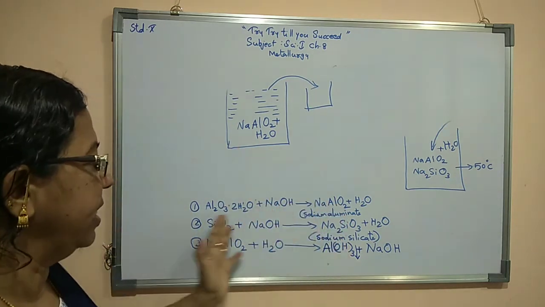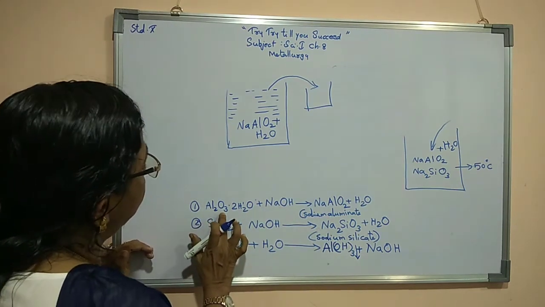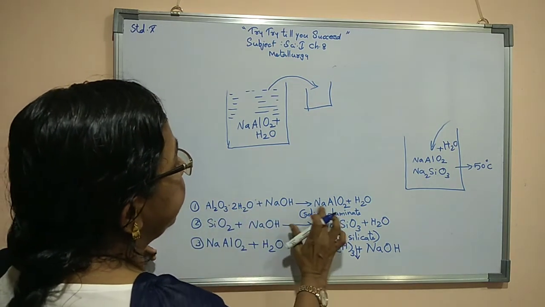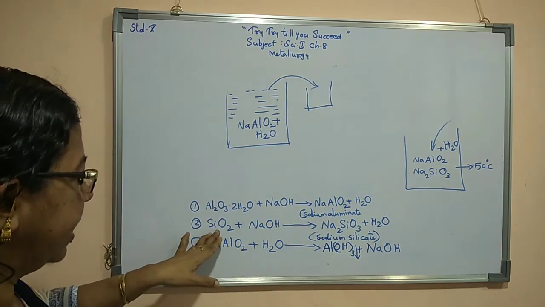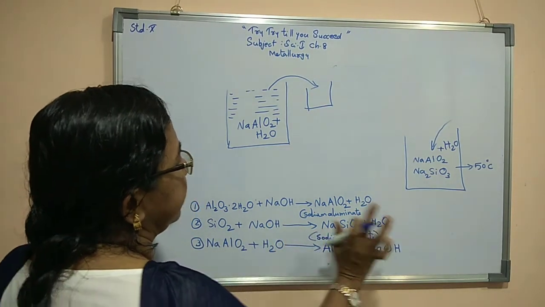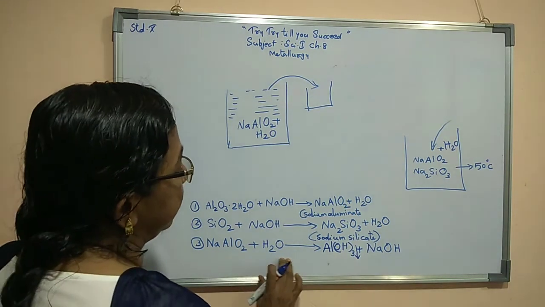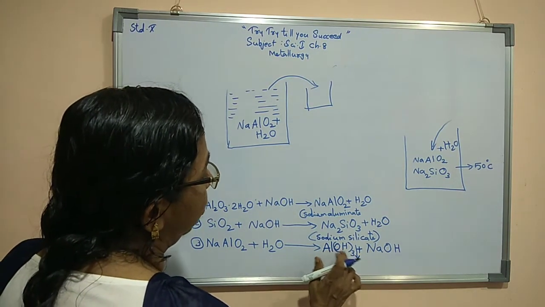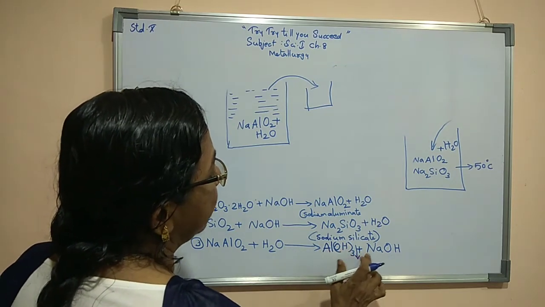Now we will balance and see whether these equations are balanced or not. Here Al2O3 dot 2H2O reacted with the sodium hydroxide. As a result, sodium aluminate as well as water formed. Second reaction, silicon dioxide or silica reacted with the sodium hydroxide. As a result, sodium silicate as well as water formed. Third reaction, sodium aluminate reacted with water. As a result, aluminium hydroxide, Al(OH)3. OH, its valency is 1. Aluminium, its valency is 3. Al(OH)3 plus NaOH.